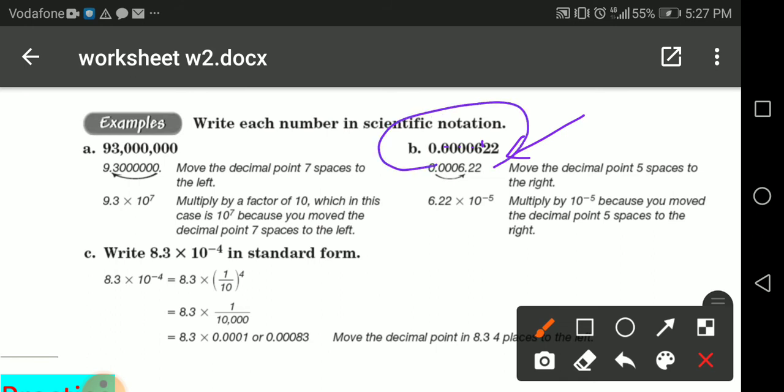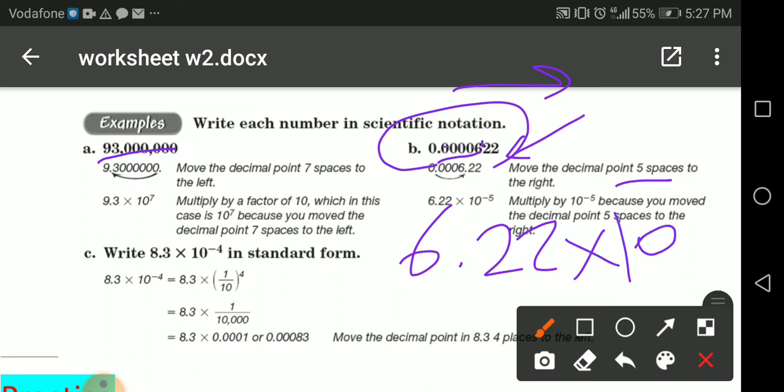And I told you before, I'm using this for very large numbers and very small numbers. So how many decimal places will I move it? The 4 zeros plus 1 number, so it will be 5 decimal places. Move the decimal point 5 spaces, this time to the right, and it would be 6.22. This time times 10, I moved it 5 spaces, but to the right, so negative. The power will be negative 5. Okay, negative 5.